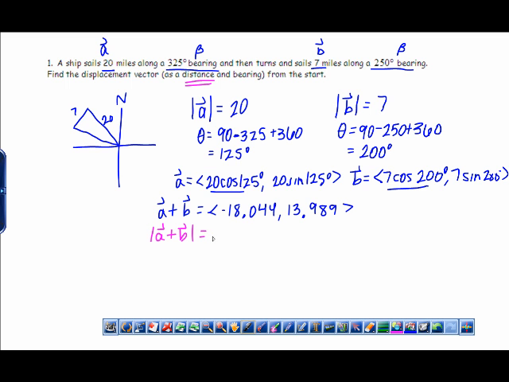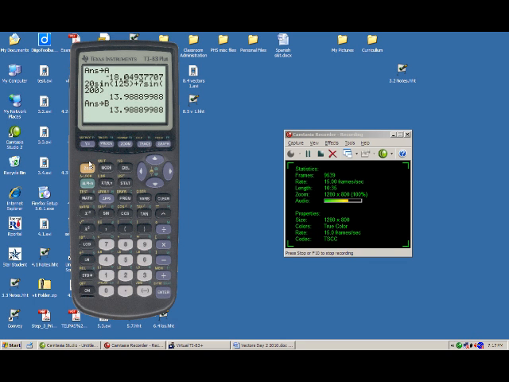And I need to do that by taking the square root of negative 18.044 squared plus 13.989 squared. Now, I'm glad I stored these values in for A and B, because now all I've got to do is take the square root of alpha A squared plus alpha B squared. Not only is this more convenient, but it's also more accurate. So I get 22.836 miles.